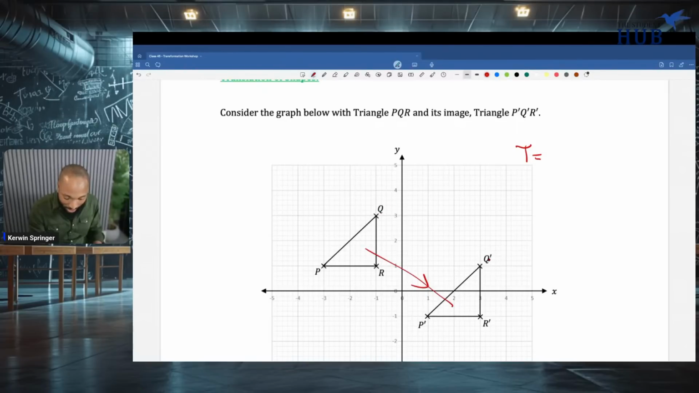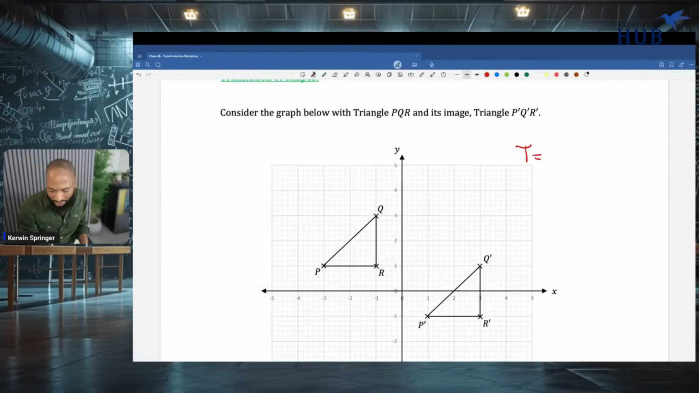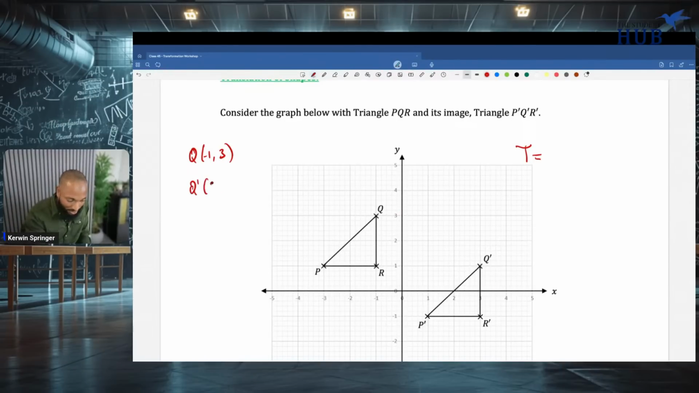So we went from Q to Q prime. I see all kinds of 4s and 2s showing up in the chat there. If you want a more mathematical way to do it, you can use the points. Q is (-1, 3). Put Y in the chat if you agree. Q prime is (3, 1), and we just subtract to see the translation. Q prime minus Q is (3, 1) minus (-1, 3), and we see what happened here.